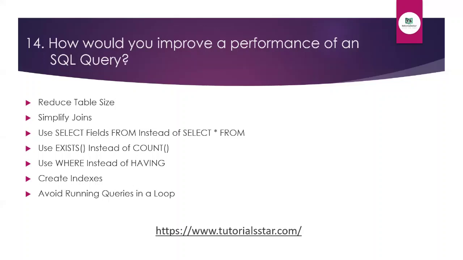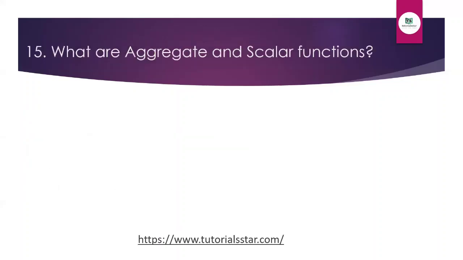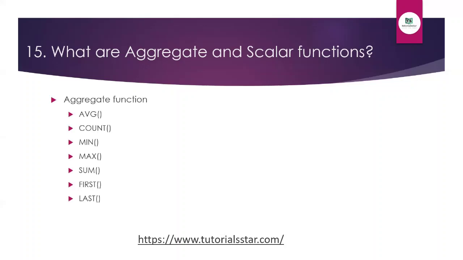Next question is, what are the aggregate function and the scalar function? An aggregate function performs an operation on a collection of values to return a single scalar value. The functions available are: average, to calculate the mean value from the collection; count, to calculate the total number of rows present in a table or a view; min, to calculate the minimum of the collection of values; similarly, max, calculating the maximum of the collection of values.